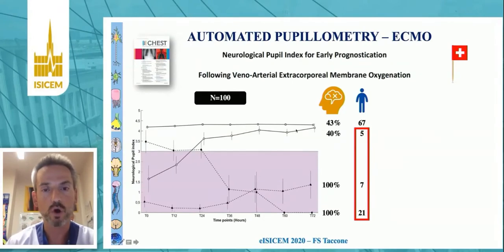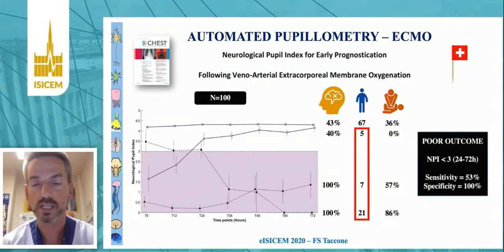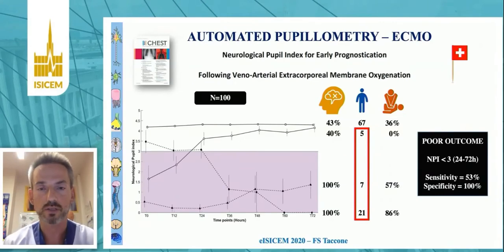If NPI is always normal, only 43% of patients will have brain injury. Patients who show NPI recovery from pathological values have 40% of brain injury, while patients with consistently low levels of NPI, or where there is a deterioration of NPI, almost all have poor outcome. An NPI less than 3 at 24 to 72 hours has a 100% specificity to predict poor outcome in this patient population.